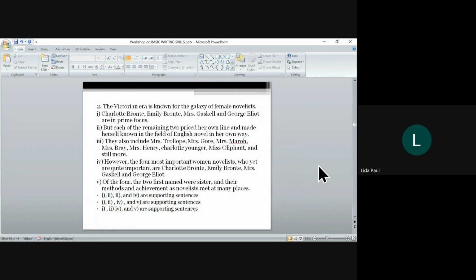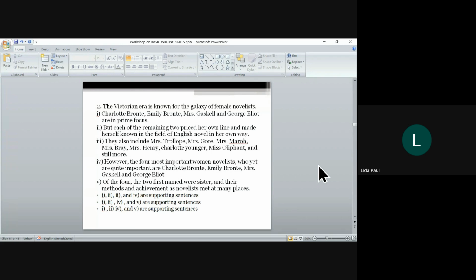Okay, then comes, they also include Mrs. Trollope, Mrs. Gore, and so on and so forth. And then the last one is, however, the four most important women novelists who yet are quite important, and so on and so forth, right? So why is that non-relevant? Why do we consider that as not something that supports? Because we've already mentioned that, right? They are already mentioned. We're simply reiterating the part that these four people are actually very, very important.